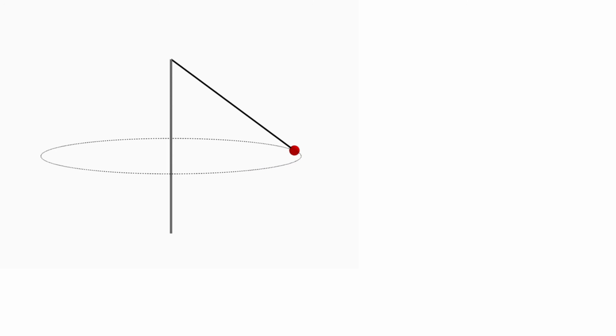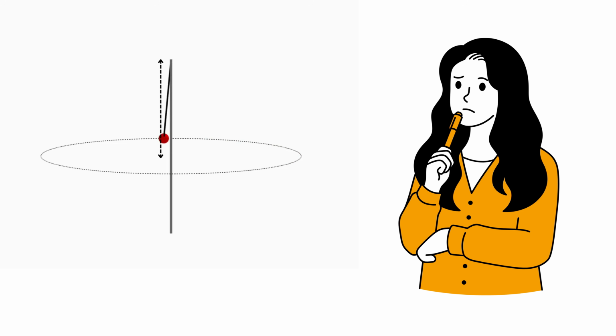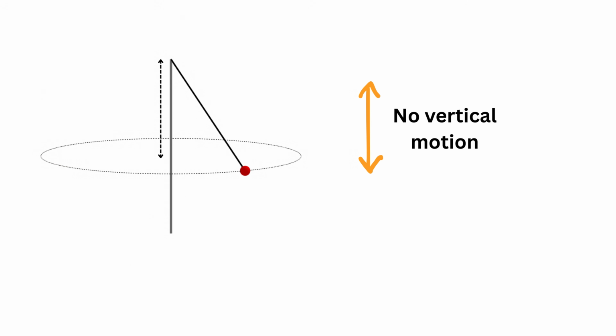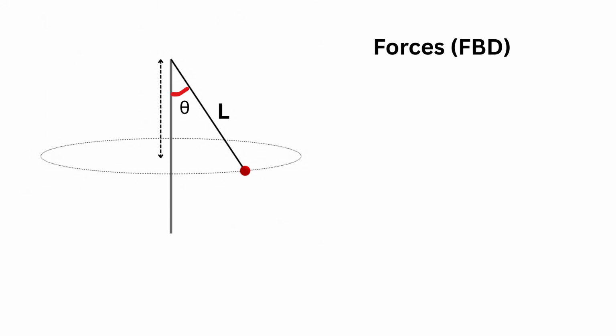The mass m is moving in a horizontal circular path, but the string itself is not horizontal. Instead, the string is inclined and makes a constant angle theta with the vertical, forming a cone as the mass goes around. This means even though the mass is moving in a circle, its height remains the same throughout the motion, which immediately tells us something very important, that there is no vertical acceleration as there is no motion in the vertical direction. Now think about the forces acting on the mass by drawing an FBD of this mass.